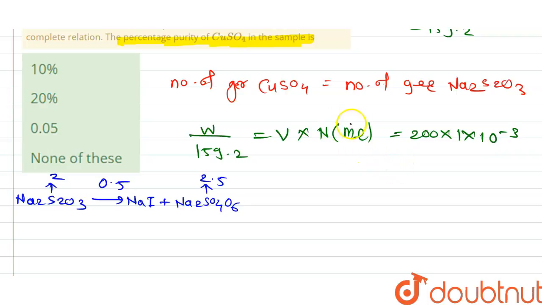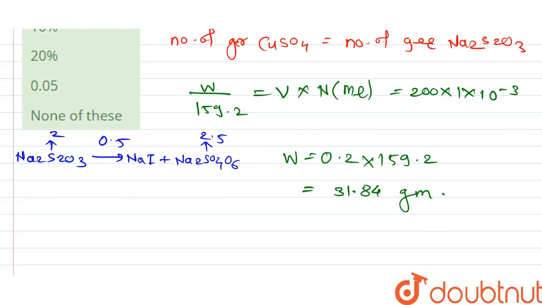Then how can we calculate W? So W is equal to the overall calculation 0.2 and this division, multiplied by 159.2. So the multiplication answer is 31.84 gram.